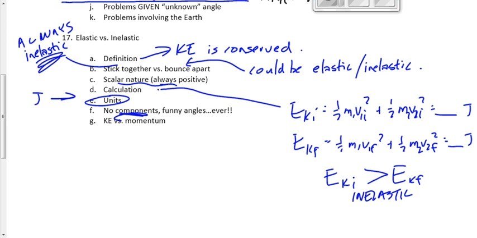And finally, before we do a quick example here, in an elastic collision, kinetic energy is conserved, so is momentum. In an inelastic collision, kinetic energy is lost. Momentum is still conserved. It doesn't matter what kind of collision you have, momentum is conserved.